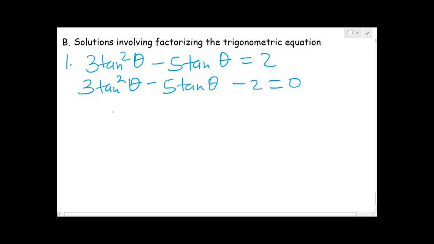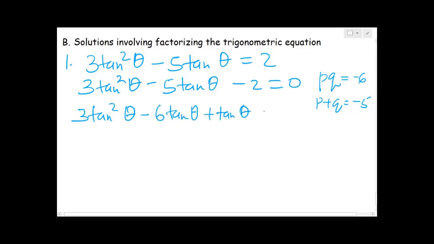By using factorization method, we determine our two values p and q such that when they are multiplied, they equal to minus 6, and when p is added to q, we are going to get minus 5, and the factors of the two values are minus 6 and positive 1. Hence our equation will reduce to 3 tan squared theta minus 6 tan theta plus tan theta minus 2.